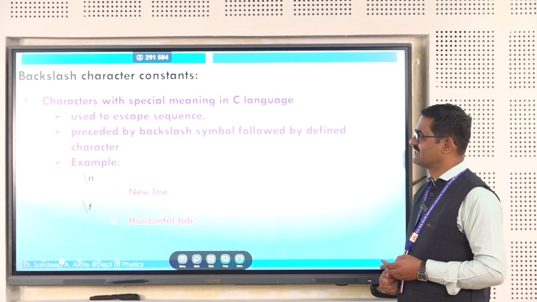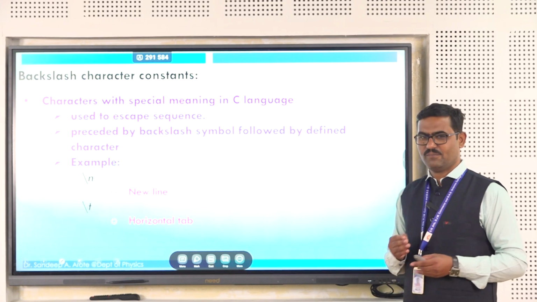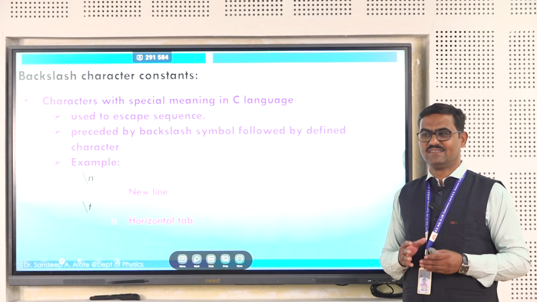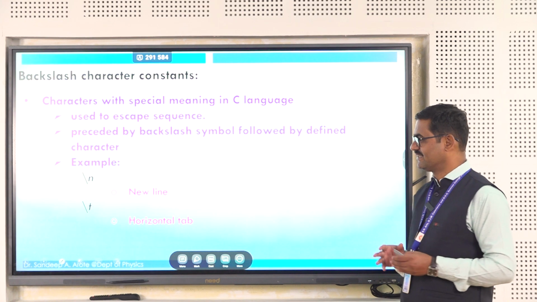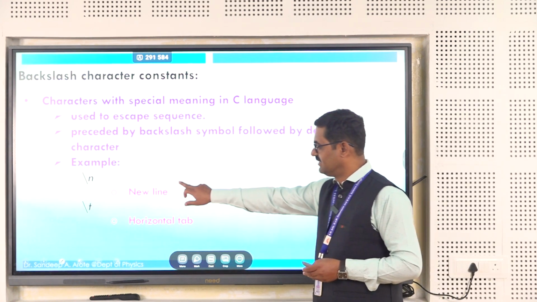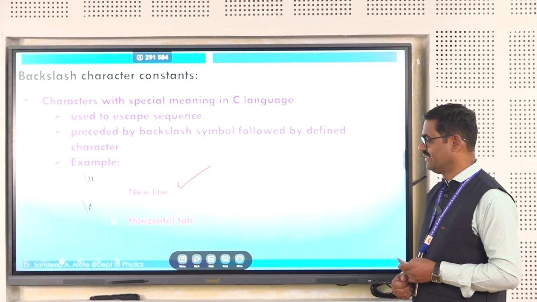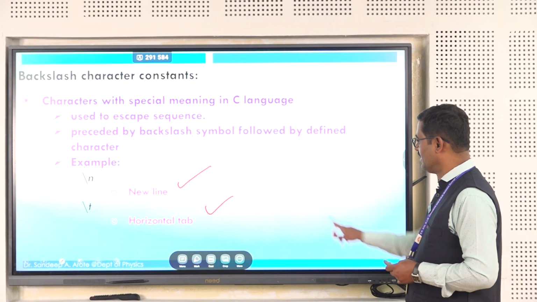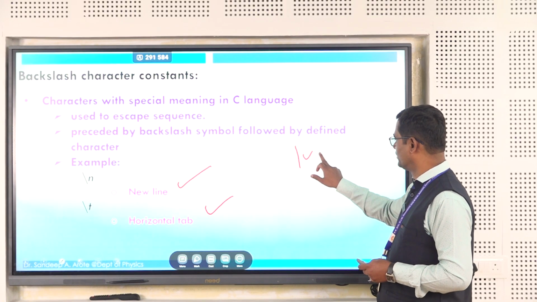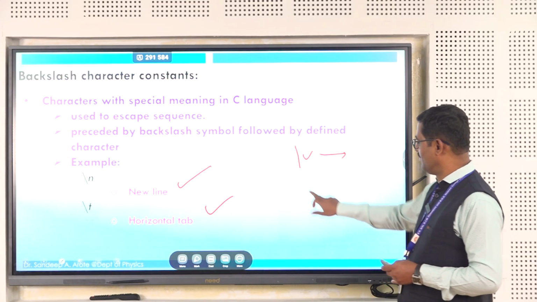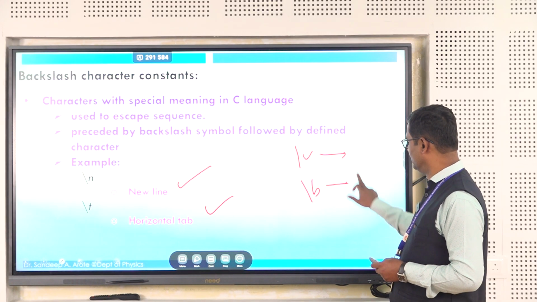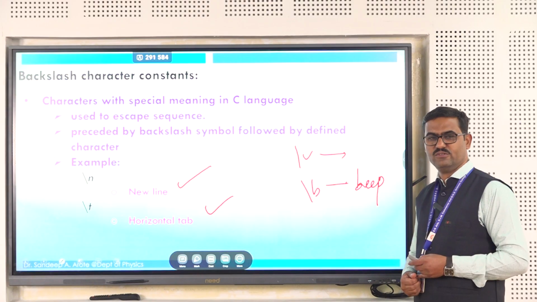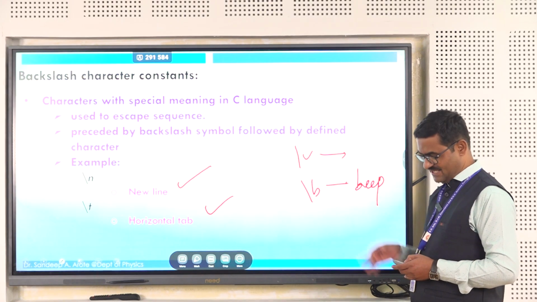Then next is the backslash character constant. The backslash with some character in lower case has some predefined meaning, and such a constant is known as a backslash character constant. For example, backslash n is used to transfer the control to a new line, backslash t is used to transfer the control to the horizontal tab, backslash v is used to take a vertical tab, backslash b is used to give a beep, that is a small monotonous sound during execution of the program. So, these are some backslash characters that you can use.